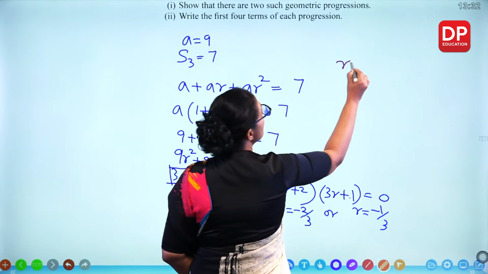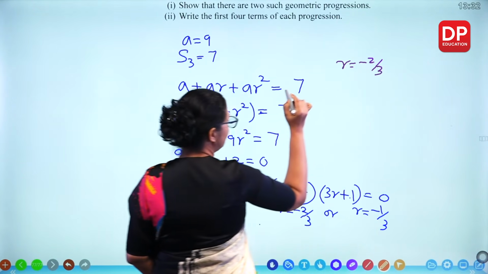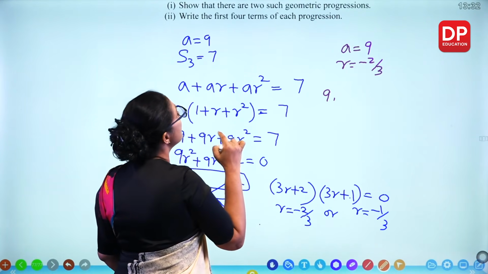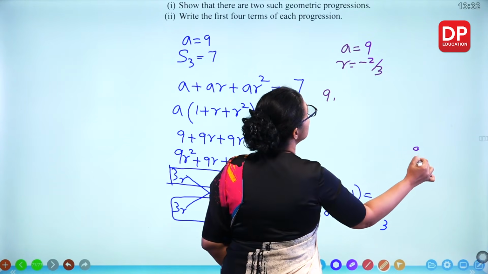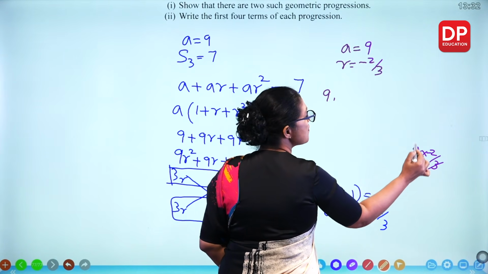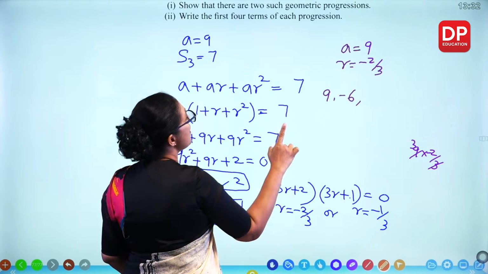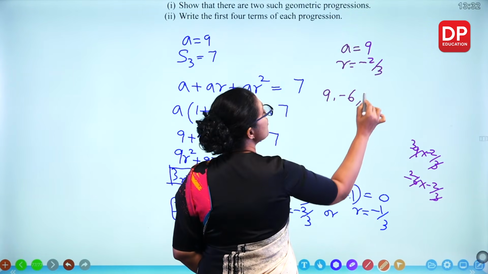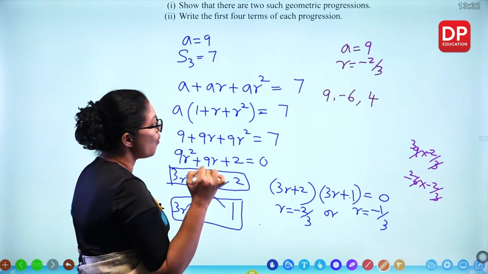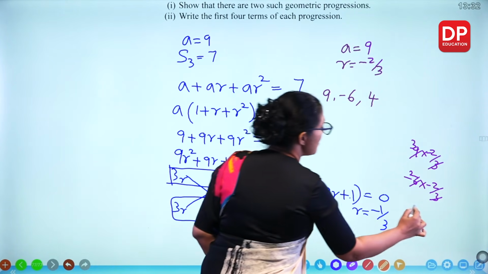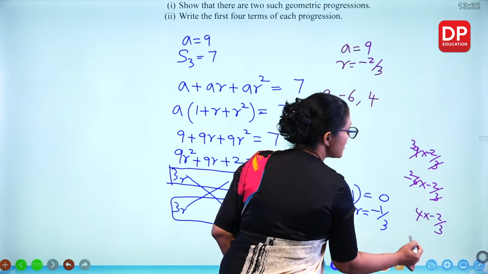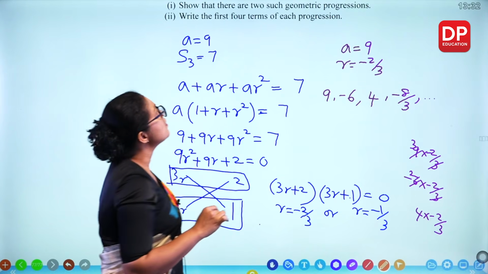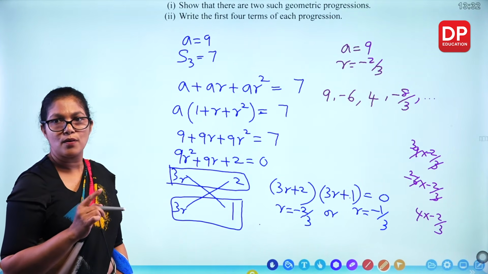When R equals minus 2 over 3, A is 9. Starting from 9. 9 times minus 2/3. 3 times 3, you get minus 6. Minus 6 times minus 2/3, you get plus 4. And we need another term. 4 times minus 2/3, you get minus 8 over 3. Those are the 4 terms of the first sequence.